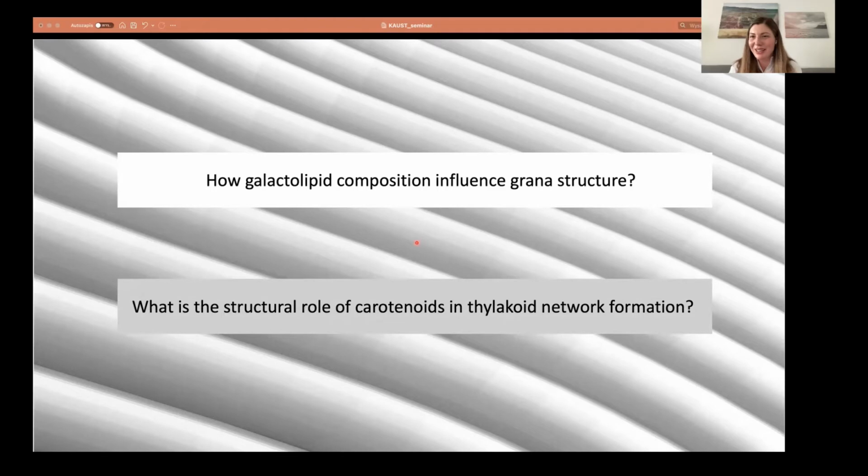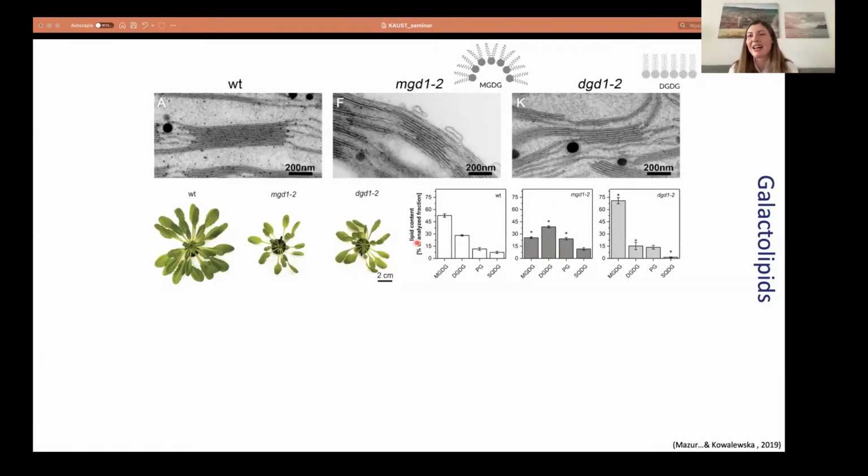So let me start with galactolipids. We tested two mutants: the DGD1 mutant, which had a lowered level of DGDG, a bilayer forming lipid, and the MGD1-2 mutant with the lowered level of MGDG, which is a non-bilayer forming lipid. This is a lipid that, if it is not connected with other lipids or proteins, will form inverted hexagonal phases rather than a bilayer.